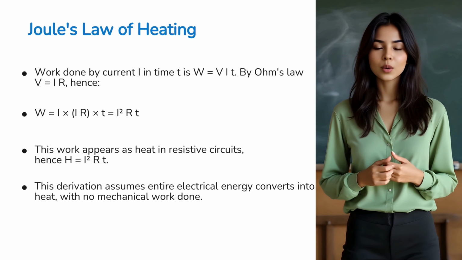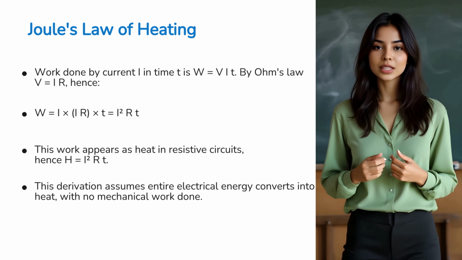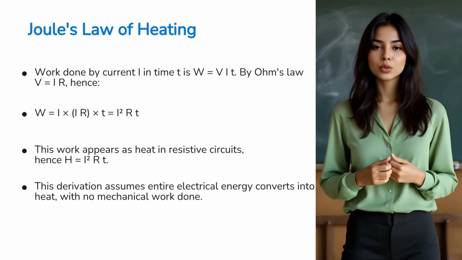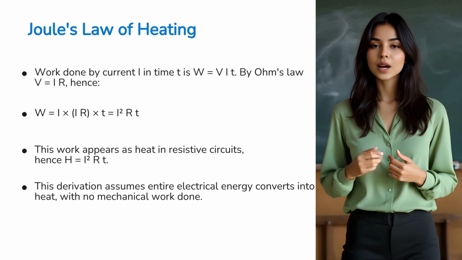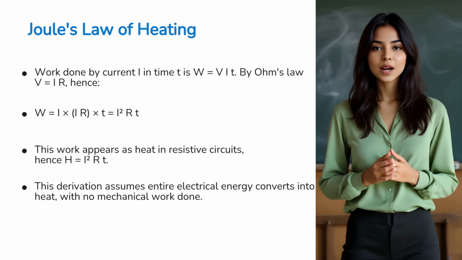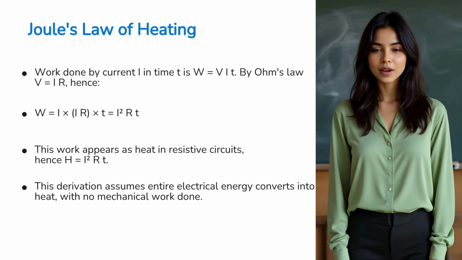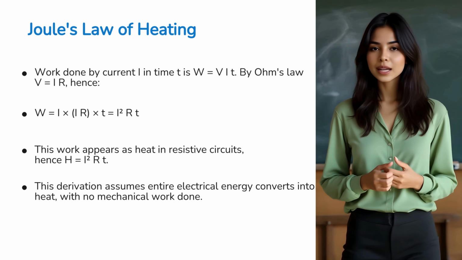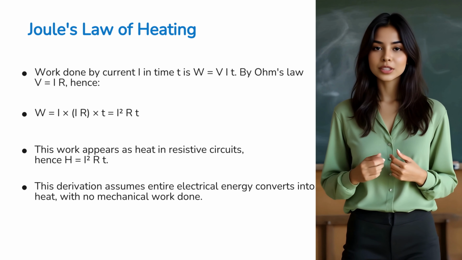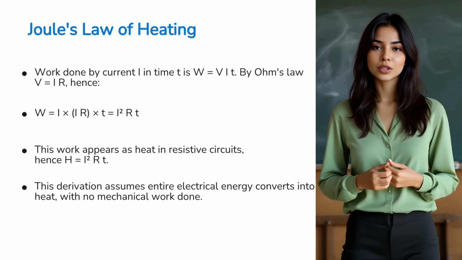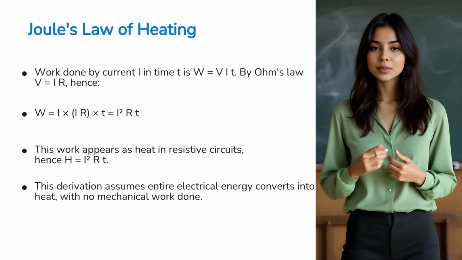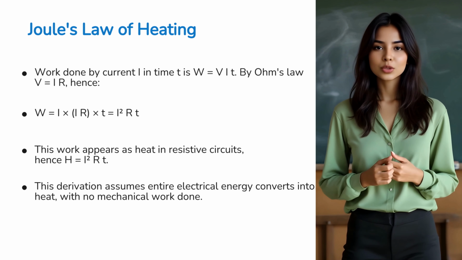But wait, by Ohm's law we know that voltage V equals current I times resistance R, right? So, substituting V with I times R, our work done becomes W equals I times R times T, which simplifies neatly to I² multiplied by R multiplied by T. This work done by the current doesn't just disappear, it transforms fully into heat within the resistive material. That means heat produced H equals I²RT.